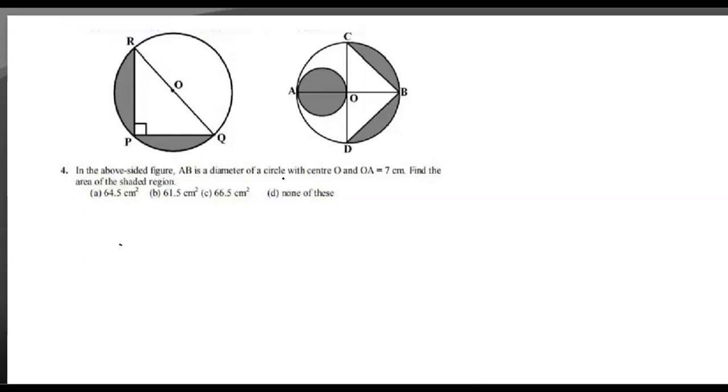O, O, and AO is equal to 7 centimeter. This is being given to you, that it is 7 centimeter. It means the diameter of the smaller circle is equal to 7 centimeter. Find the area of the shaded region.